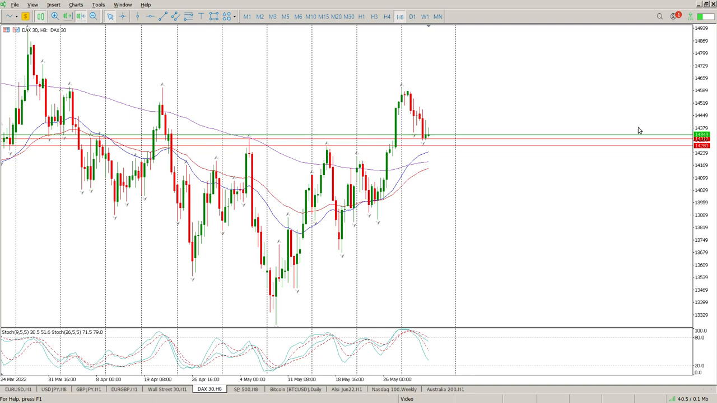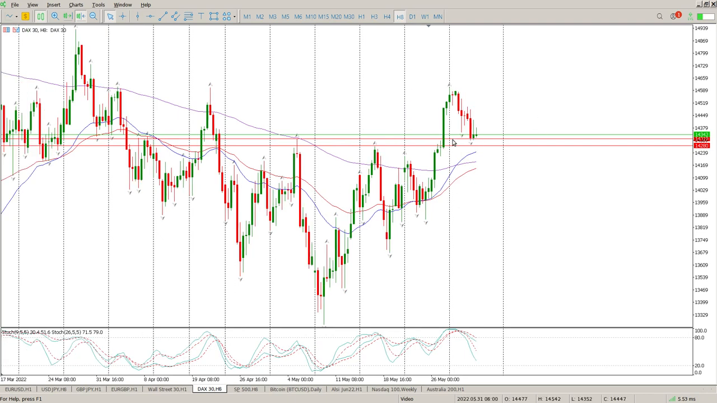Good morning, everybody, and this is your DAX day trade setups for today. So we have had a pullback onto structure, and that bit of structure is pretty much in the zone. We'll get to that on lower time frames now.